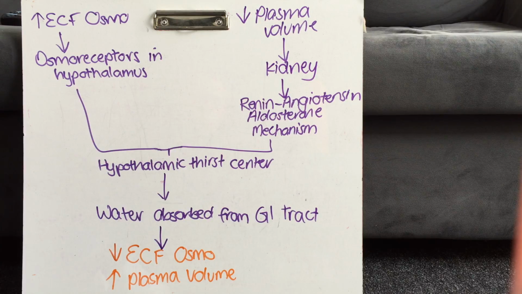and the granular cells in the kidney will detect the decrease in plasma volume, which will stimulate the renin-angiotensin-aldosterone mechanism, which will then stimulate the hypothalamic thirst centre. The hypothalamic thirst centre then goes on to stimulate the person to take a drink, which then ultimately results in water being absorbed from the gastrointestinal tract and a decrease in extracellular fluid osmolality and an increase in plasma volume back to normal homeostatic levels.